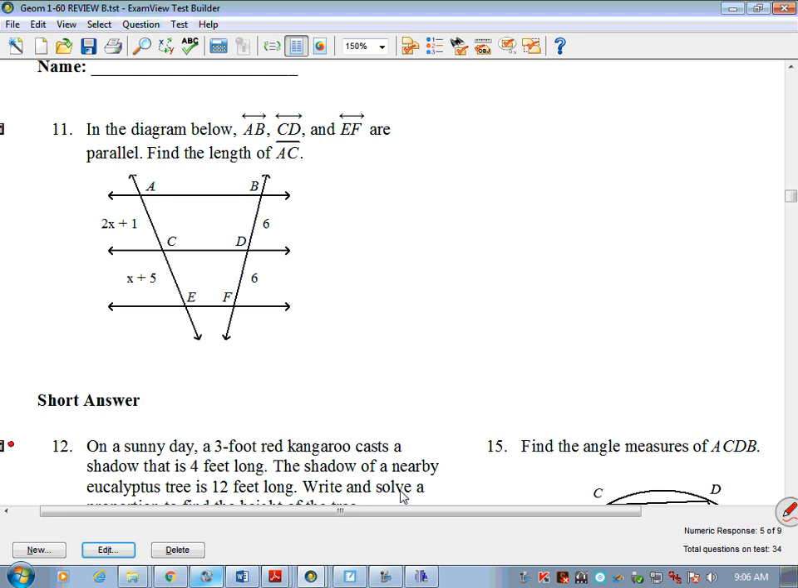transversals, and they split it into congruent segments, like I'm seeing here, 6 and 6, then on the other side, they are equal to each other as well. So 2x plus 1 will be equal to x plus 5.